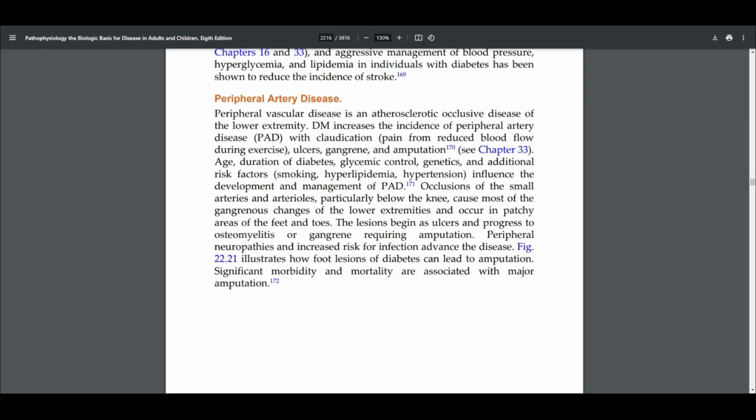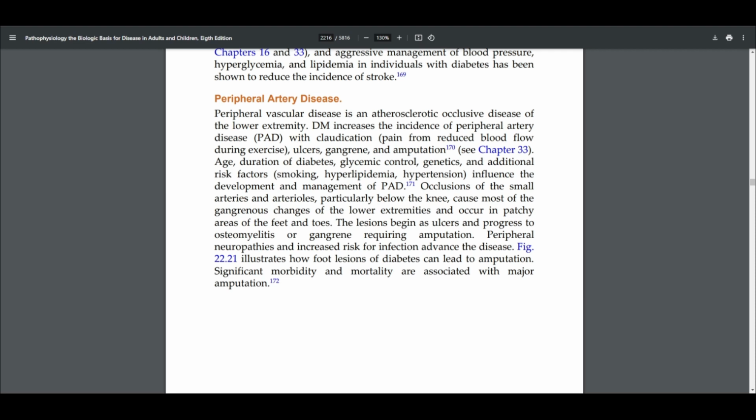Diabetes increases the incidence of peripheral artery disease with claudication, ulcers, gangrene, and amputation. Age, duration of diabetes, glycemic control, genetics, and additional risk factors such as smoking, hyperlipidemia, and hypertension influence the development and management of peripheral artery disease.